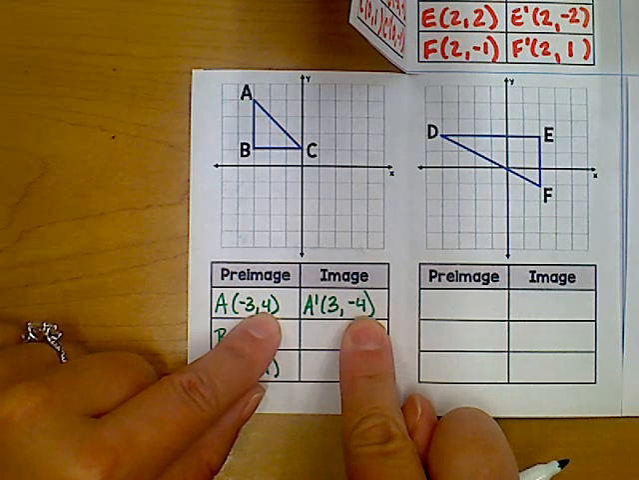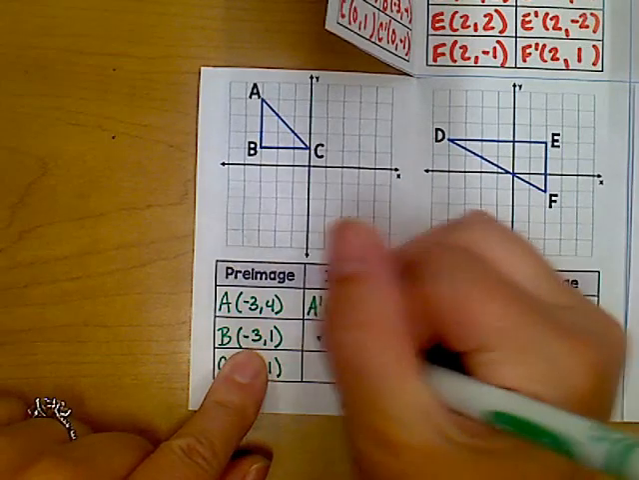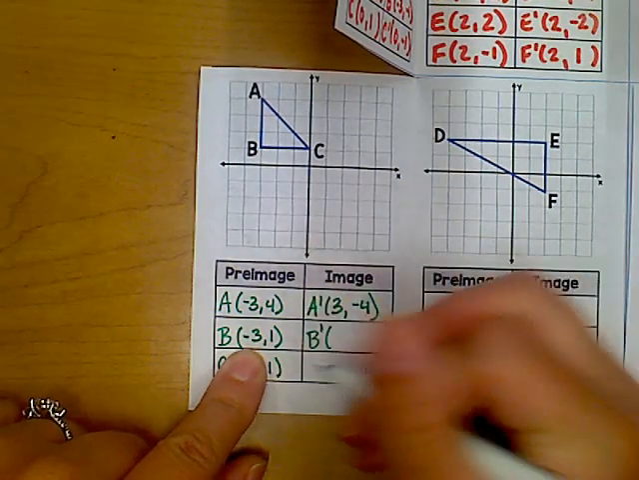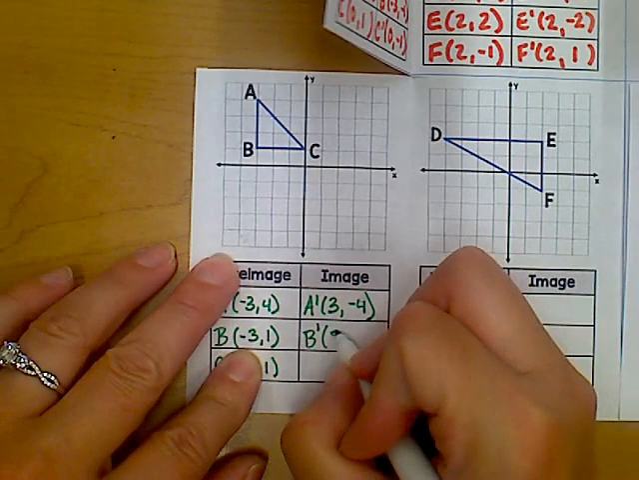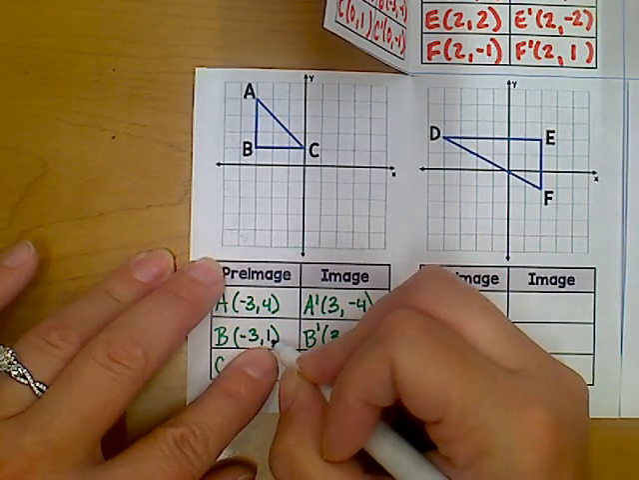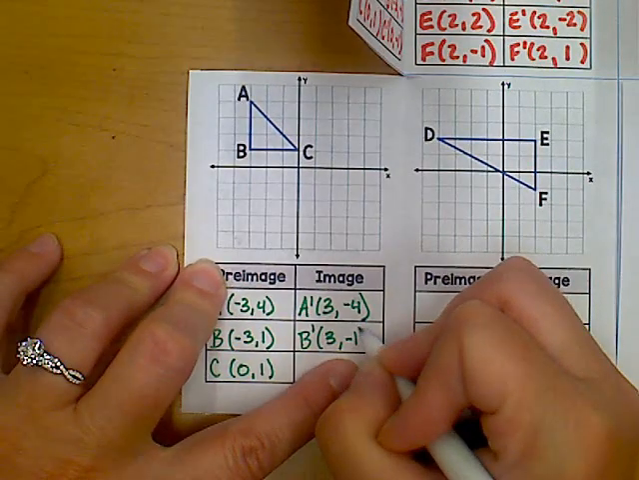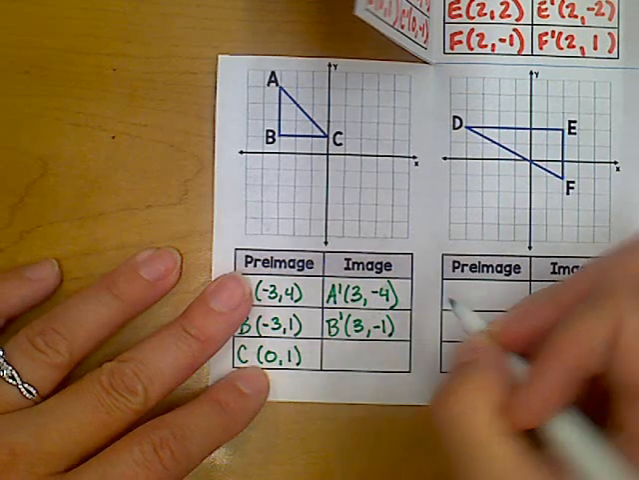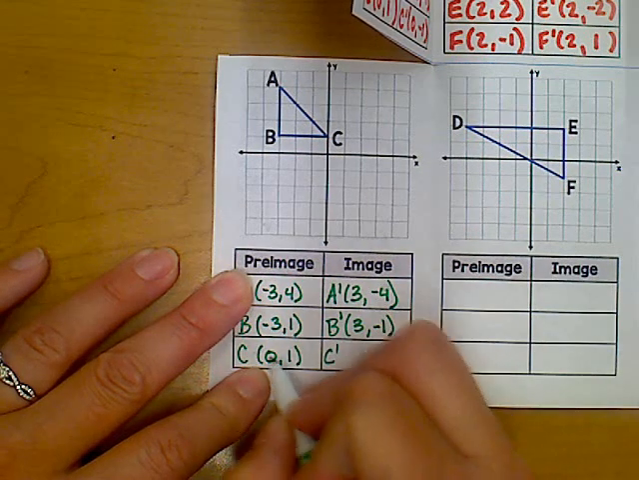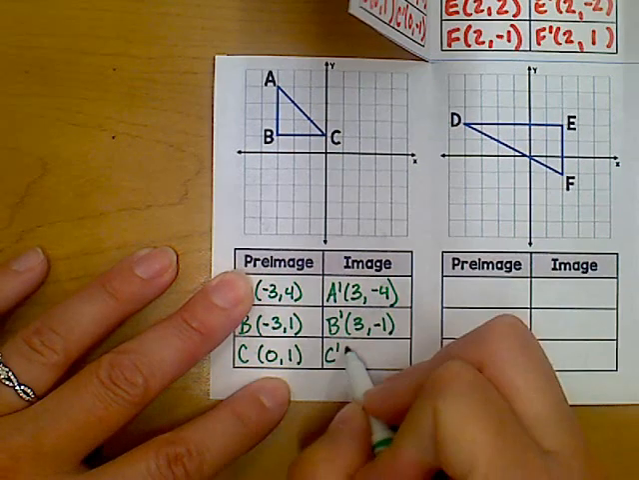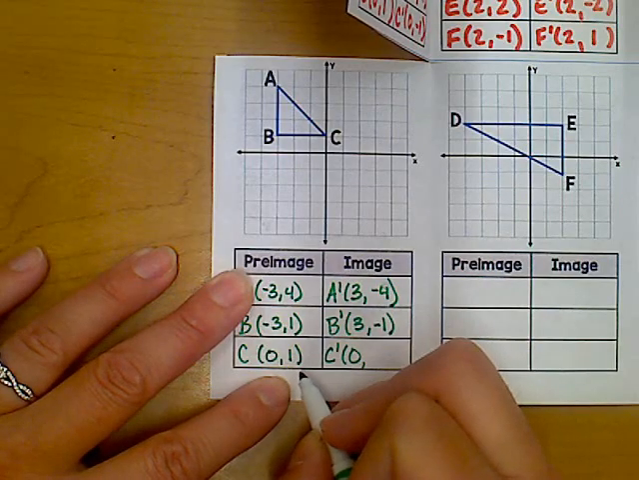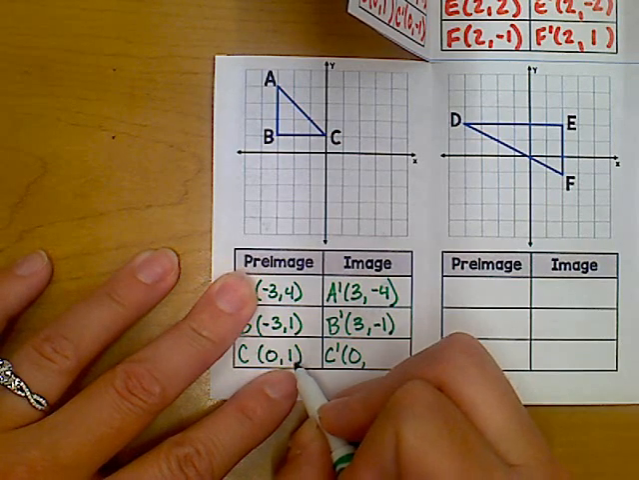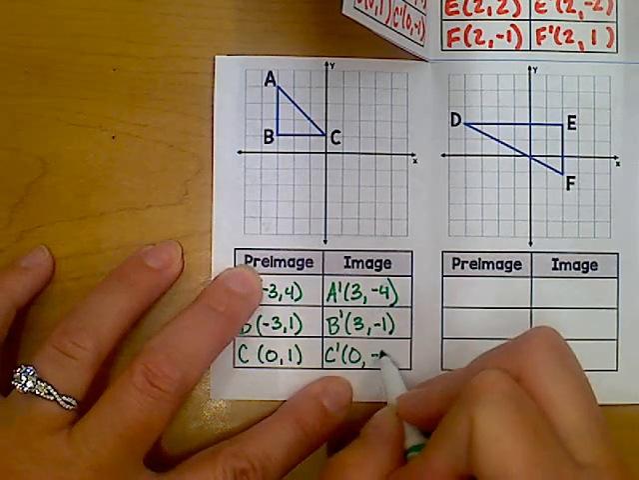That's that reflected point. And then for B prime, the opposite of -3 is 3, and then the opposite of 1 is -1. Okay, so I'm just doing those opposites. For C prime, the opposite of 0 is still 0. 0 doesn't have an opposite. And then the opposite of 1 is -1.